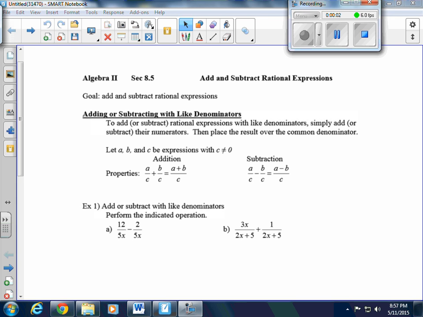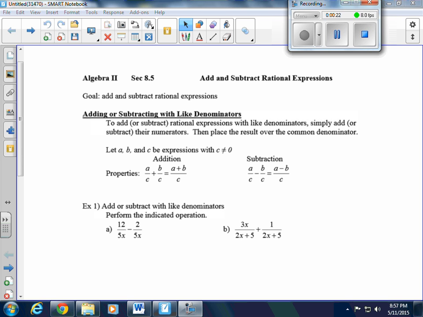Today we're going to be talking about section 8.5, which is on adding and subtracting rational expressions. Our goal in this section is to just do that, add and subtract rational expressions. So remember, when we add or subtract, we always have to do it with like denominators. All right. So our goal is always to get a common denominator.